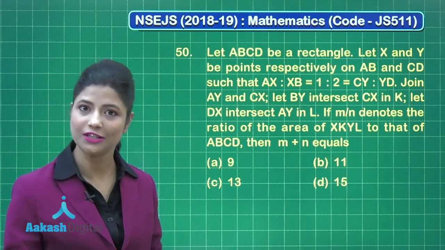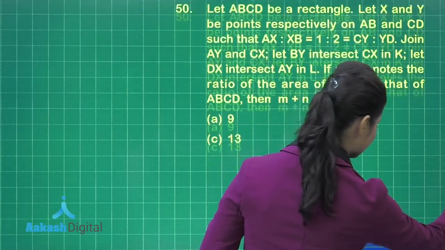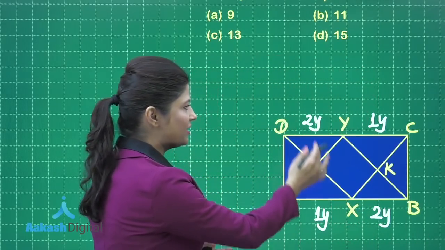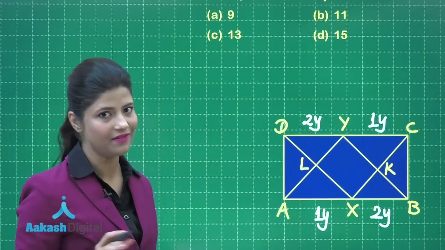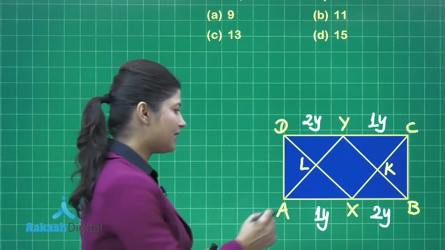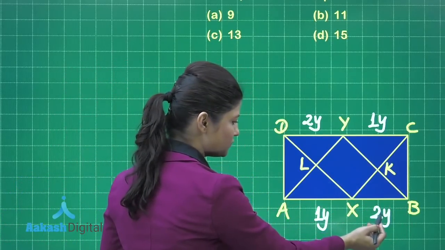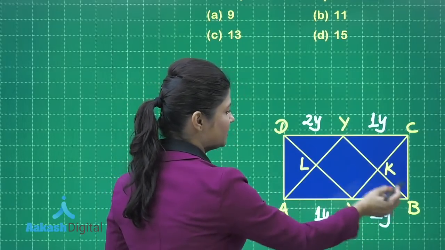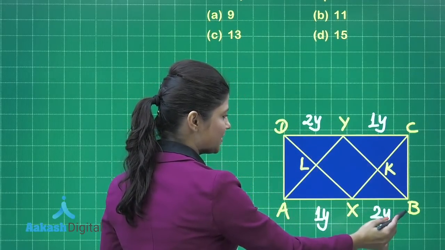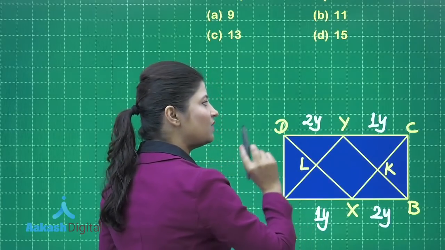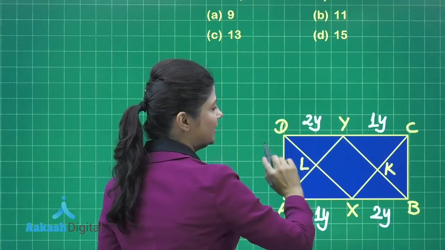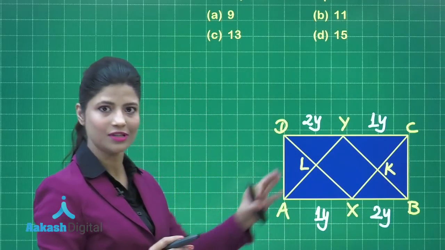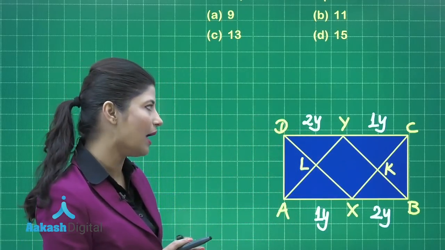So in this question, we are talking about the rectangle ABCD. Here you can see I have the rectangle ABCD where points X and Y lie on AB and CD respectively. It is provided that X divides AB in the ratio 1 is to 2. So I have taken this portion to be Y, this to be 2Y, and AB is equal to CD. So if this whole is 3Y, CD will also be equal to 3Y where Y divides CD as CY is to YD equal to 1 is to 2. So this also becomes Y and 2Y.